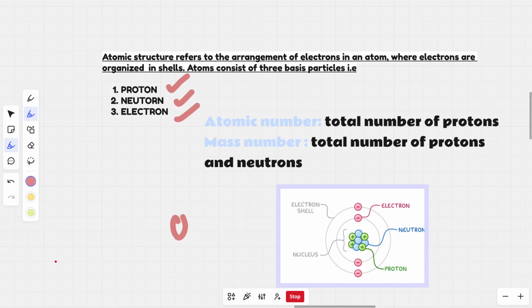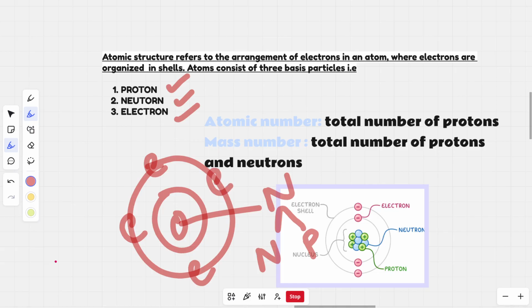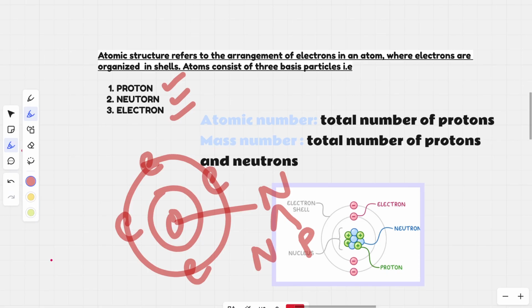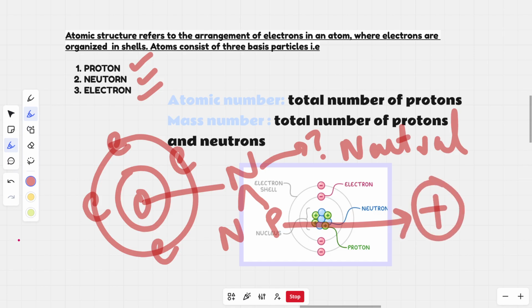Now, if you see the basic structure, this is the nucleus inside the atom. What does that nucleus contain? It contains neutrons and protons, and electrons are surrounding or orbiting around the nucleus. Now, what is the charge on a neutron? What do you think? Neutrons, as the name indicates, are neutral. They do not have any charge. Protons contain positive charge and electrons contain negative charge.